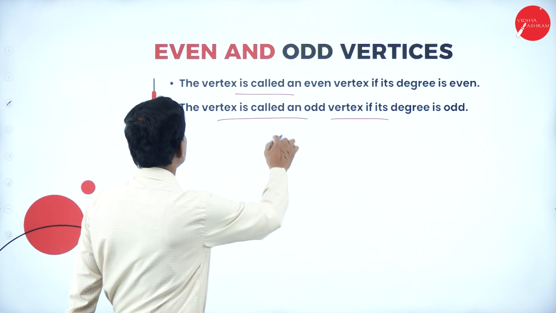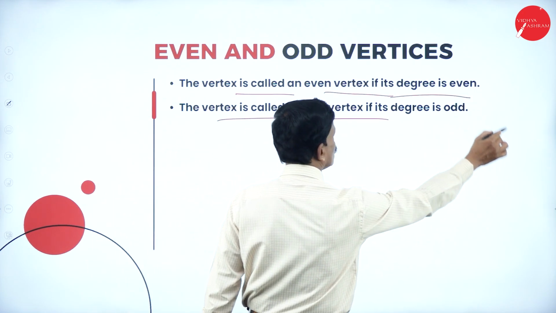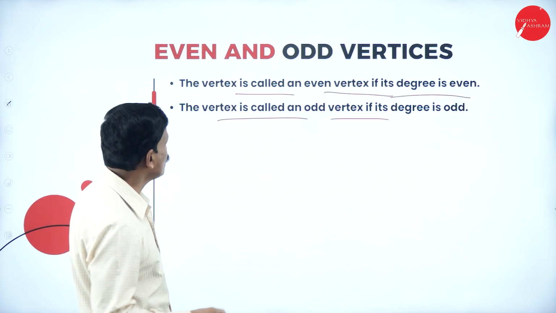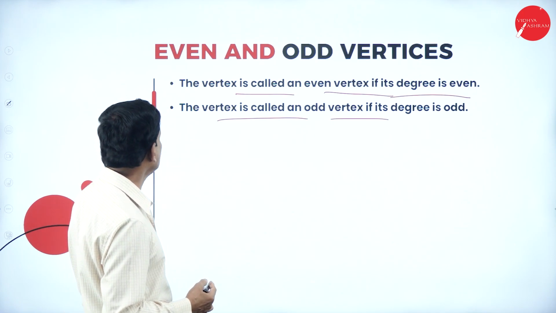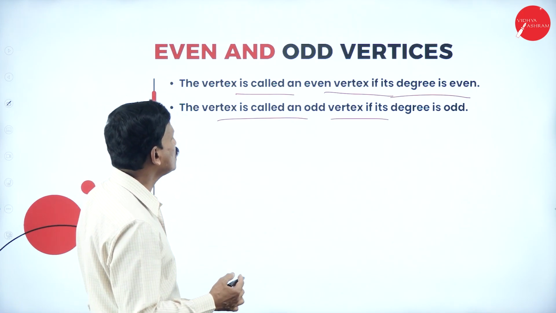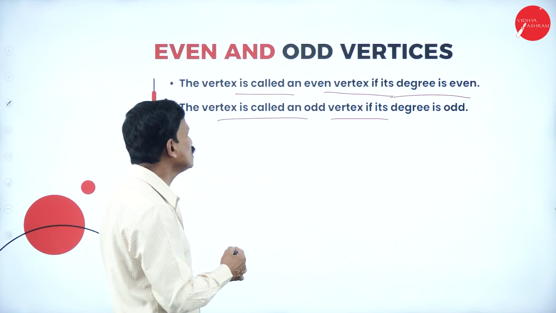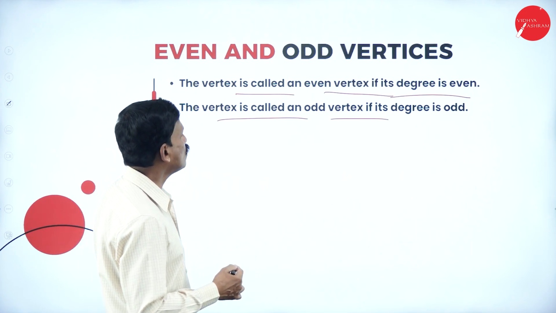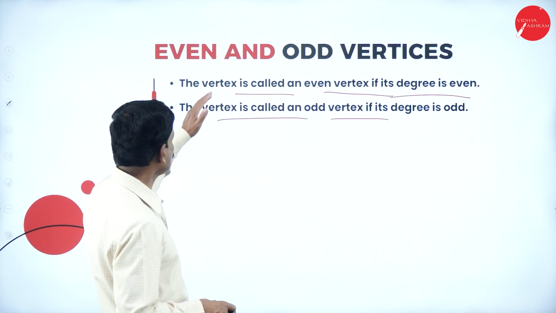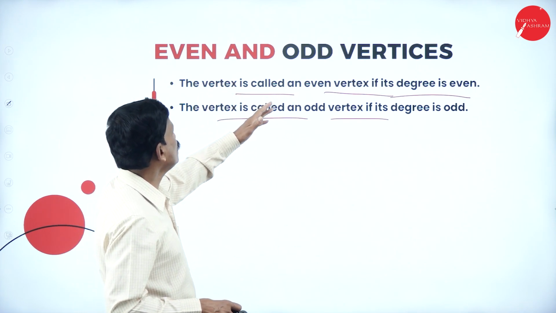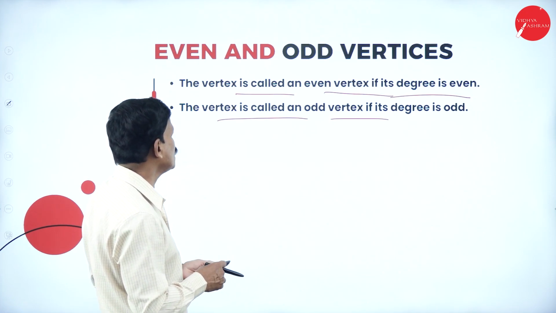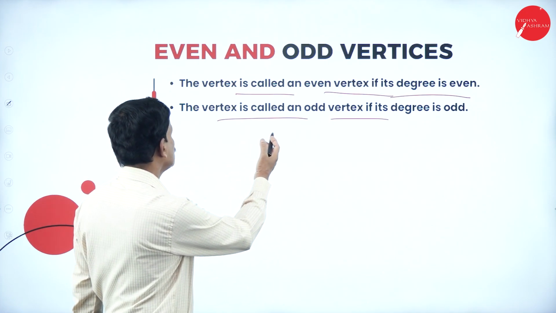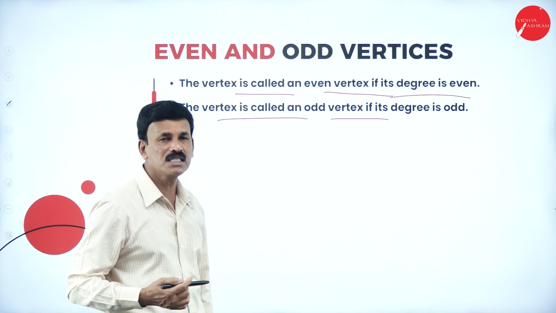That means the vertex is called an even vertex if the degree is even. If the graph contains vertices of even degree, then it is called an even graph. A graph containing vertices of odd degree is called an odd graph. That is even and odd vertices. A vertex is called an odd vertex if its degree is odd.